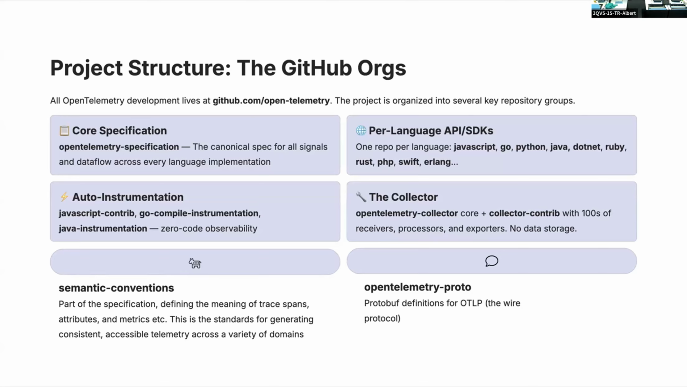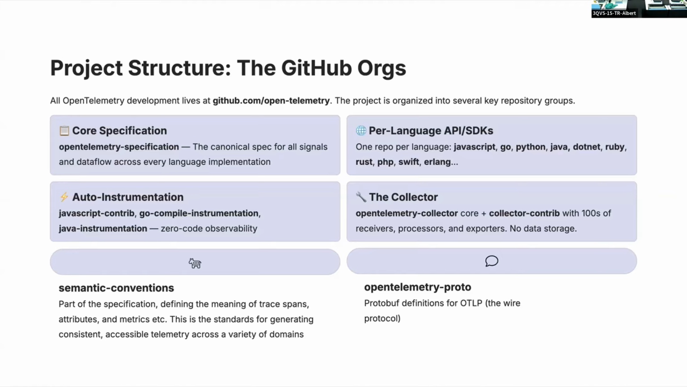And there are also auto instrumentations, so that application authors do not have to instrument third-party libraries. The auto instrumentation will provide zero-code observability into these third-party libraries. Of course, this is language specific.